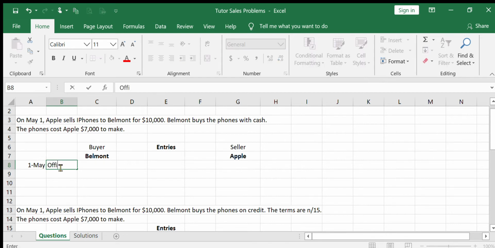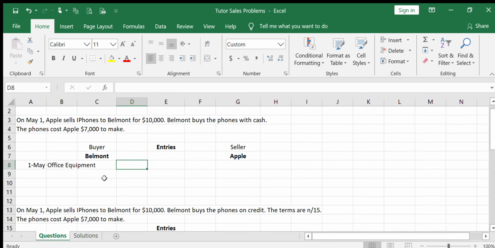I'll categorize it as office equipment, but again, in other problems, you might do this as inventory because we'll say that Belmont is buying these phones for its teachers to put in their office. So we're going to have office equipment for $10,000 because that's how much we paid for them. And then we will do cash as our credit because, as it said in the problem, Belmont bought these phones with cash, and a credit to cash means that our cash in our assets will decrease, which makes sense.